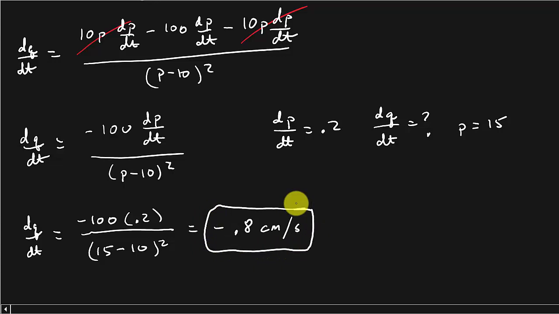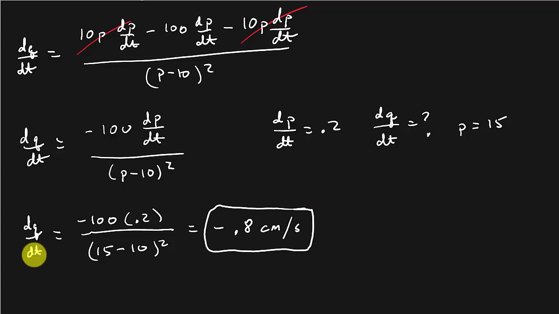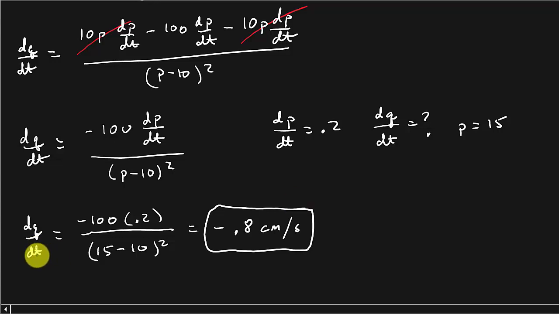And so what does that mean? It means the image distance, because remember, Q is the image distance, is decreasing at the rate of 0.8 centimeters per second. All right.